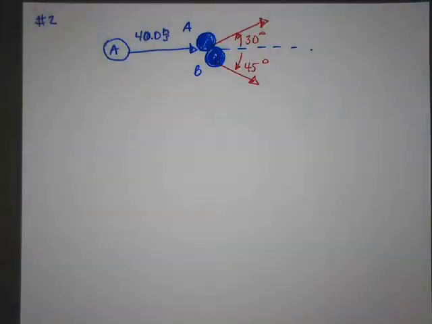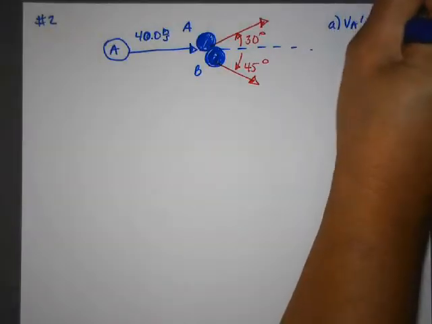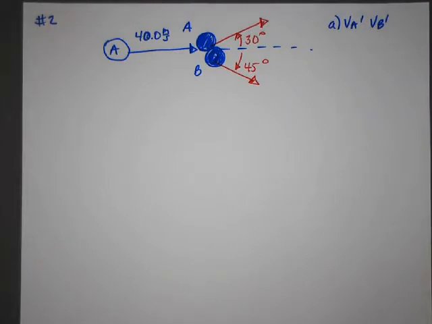So I want to find VA prime and VB prime. What fraction of the original kinetic energy of puck A is dissipated during the collision?